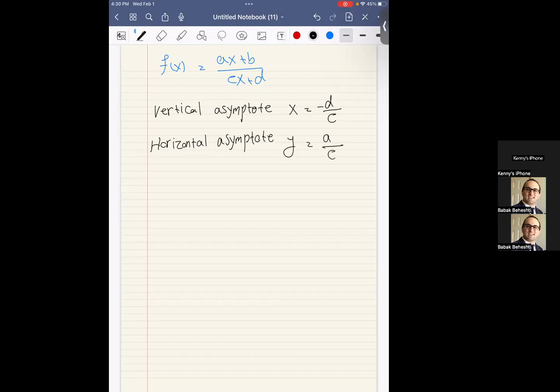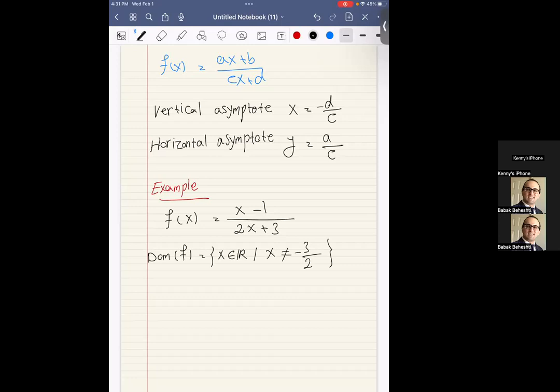So let me give you an example. Look at this function: f of x is equal to (x minus 1) over (2x plus 3). What is the vertical asymptote? First of all, what is the domain of this function? The domain is everything except minus 3 over 2.